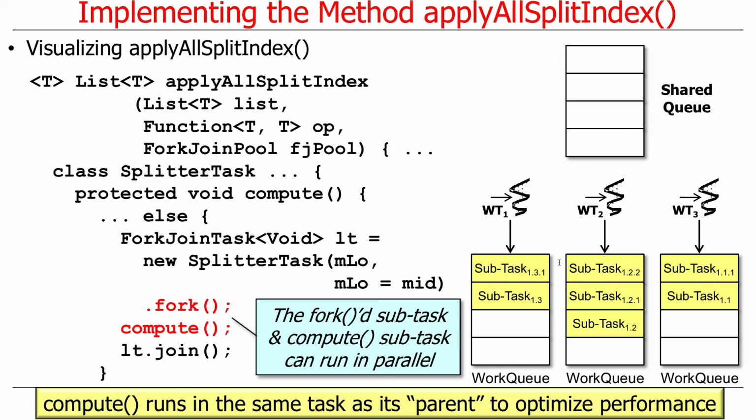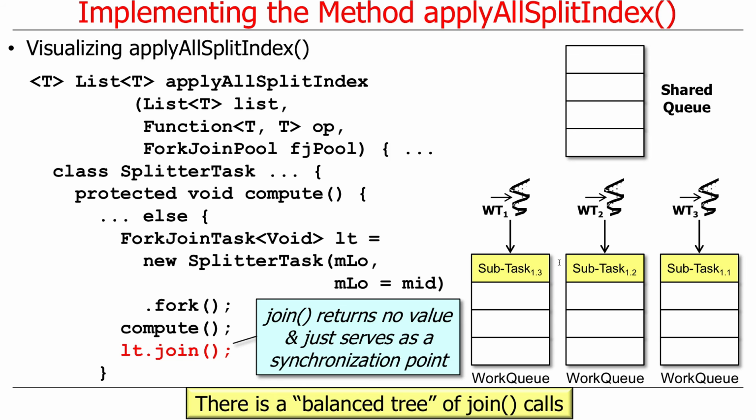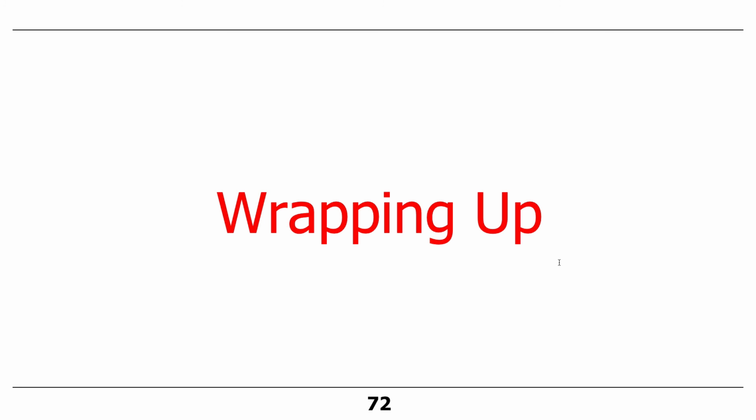And the fork subtask and compute can run in parallel. And before, notice how compute is running in the parent. It's not forking another task or subtask to run in parallel with the left-hand side. It's just borrowing the parent's thread to do the compute. Join essentially just serves as a synchronization point. It's not actually getting results back. It's just waiting for the other computations to finish. So we have a nice balanced tree of join calls.